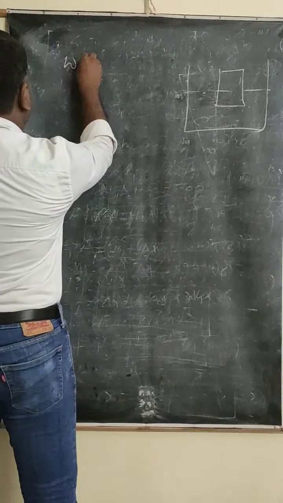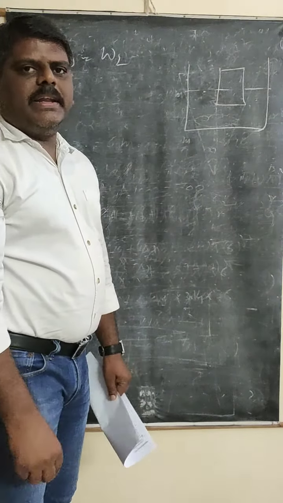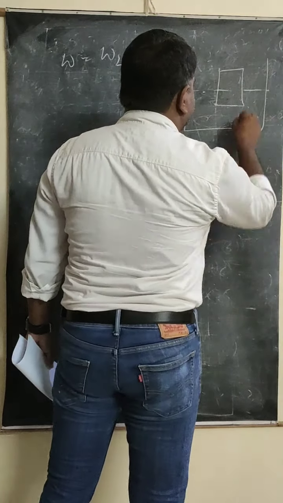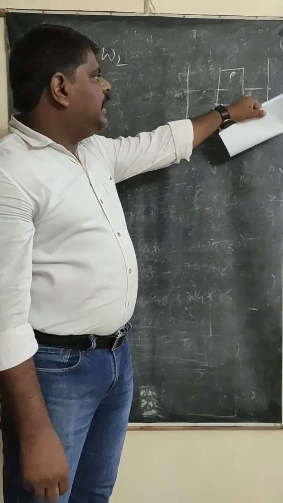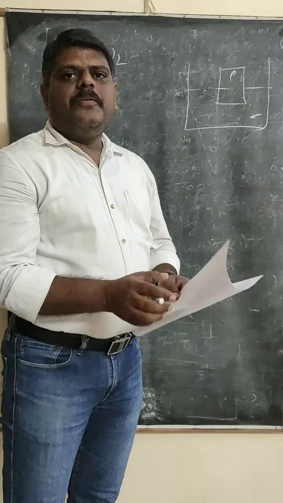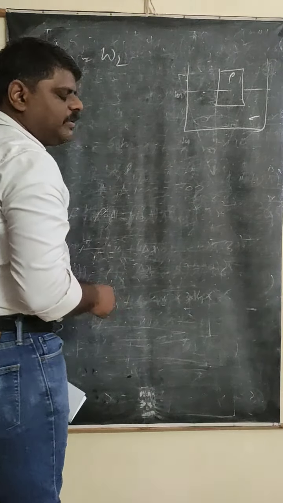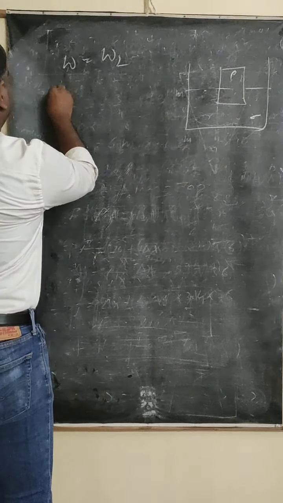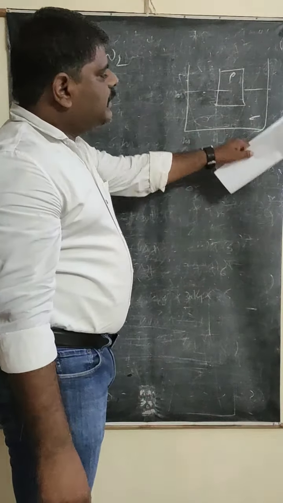That means you can write W is equal to WL. W represents the weight of the object, WL represents the weight of the liquid displaced. Now here the density of the water can be represented by sigma and the density of the object can be represented by rho. Now let us write down the weight of the object. Weight is equal to mg, m is equal to volume into density. Volume into density means V into rho into g is equal to the weight of the liquid displaced.